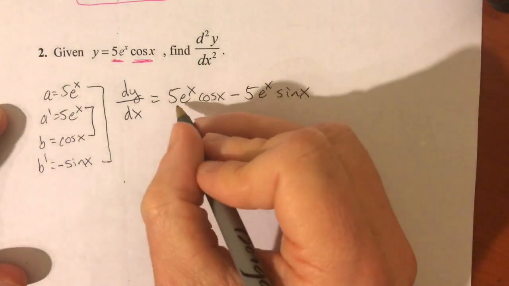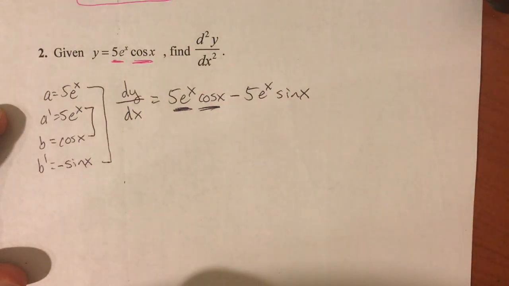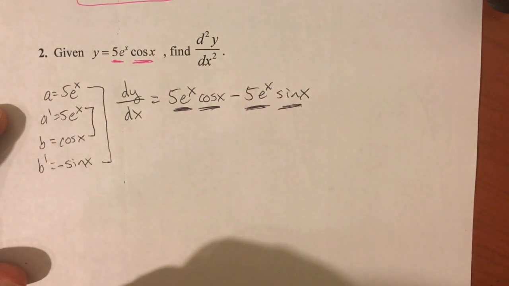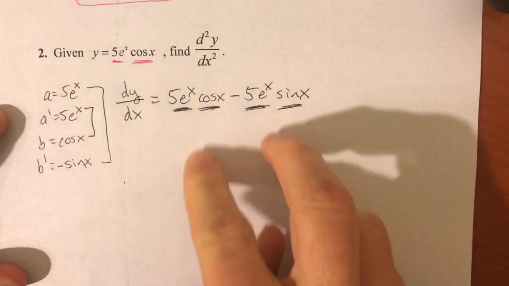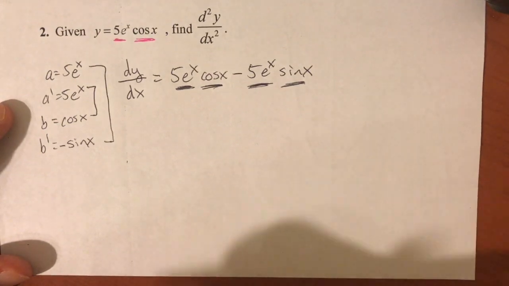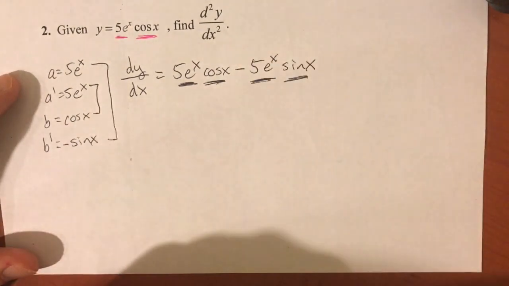And you may have seen this coming. Just to do the derivative of this portion is going to require its own product rule. And then to do the derivative of this is going to require its own product rule. So really, two more product rules to get this.